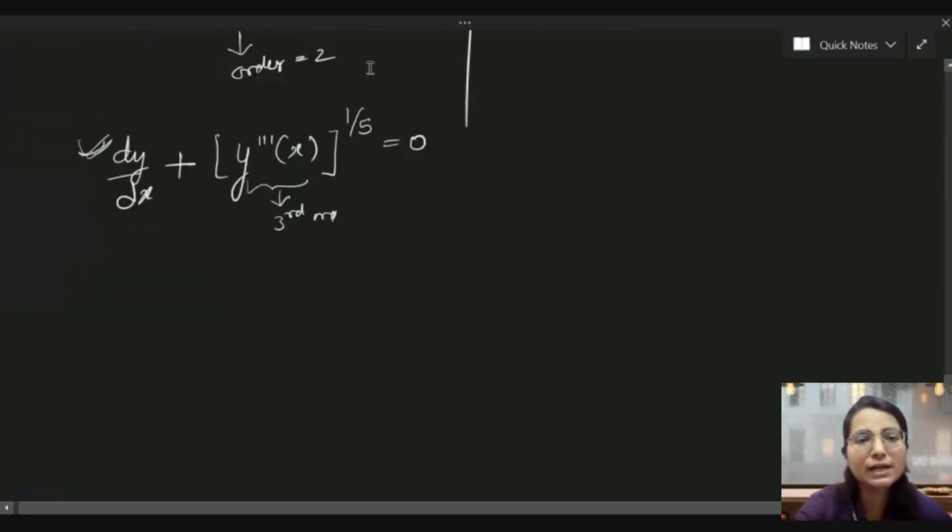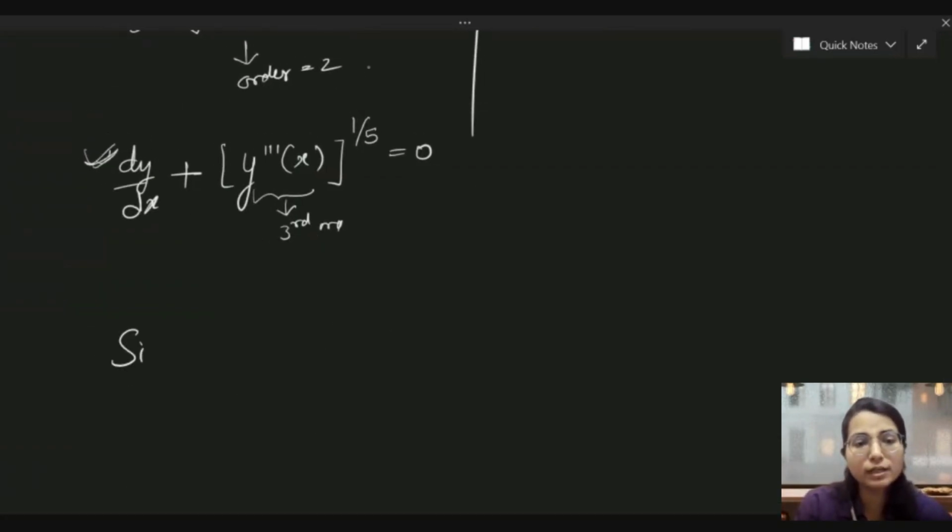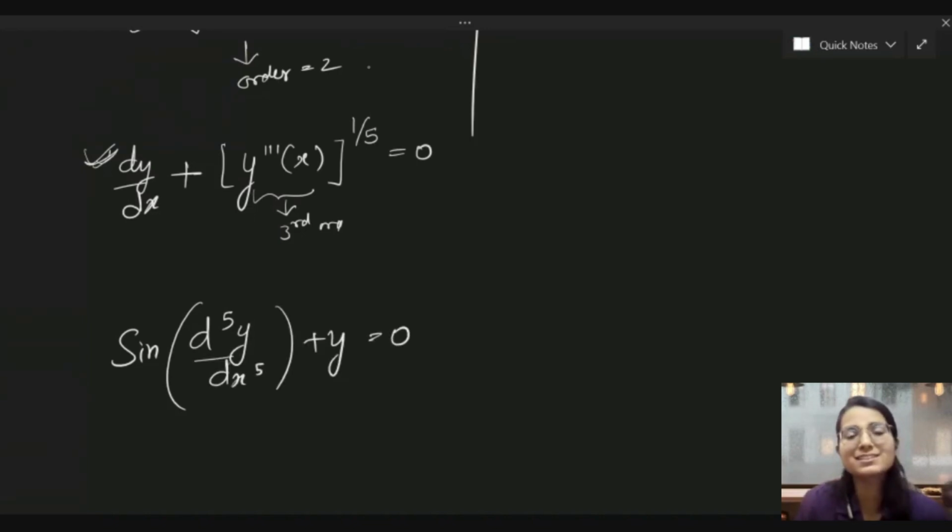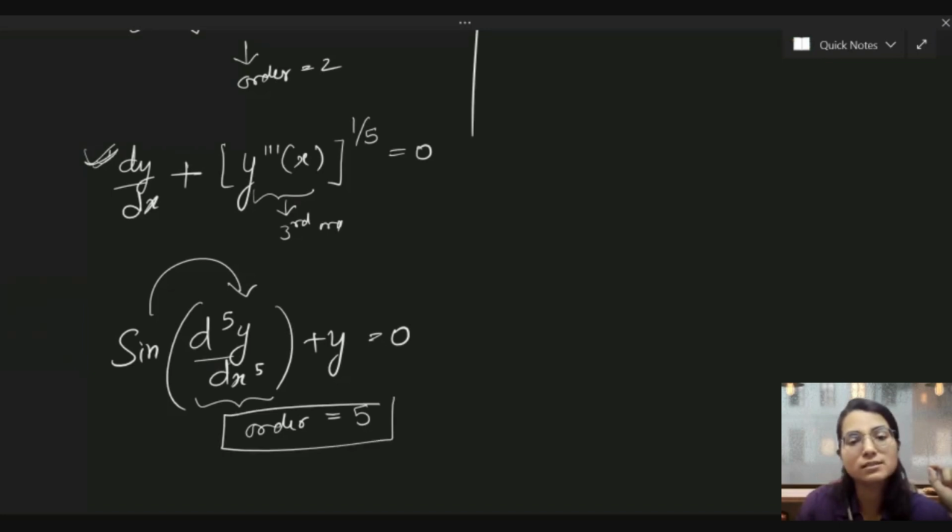Sometimes these derivatives are in this form, sine of this plus y is equal to 0. In this case, you might be thinking that this is inside sine, so this is the angle of sine, but still it is a fifth order derivative. Also in this case, the order will be counted as 5. So it's very easy to find the order of the differential equation. You just need to look at the highest order derivative present in the differential equation.